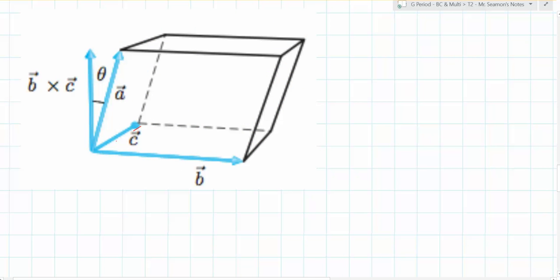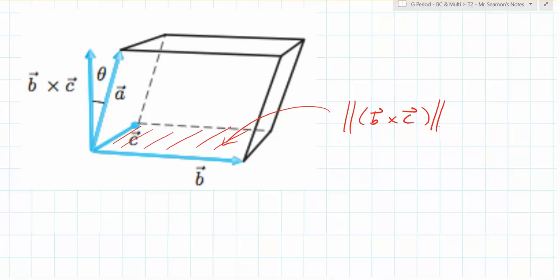We wanted the area of this base right here. What's the area of that base? It's b cross c, right? The magnitude, because crossing gives you a vector, and if you cross, you get a vector that's perpendicular, but that's not what you're interested in at this point. You want the area. So what we have right now is the area of this base. The formula we're going to use for the entire parallelepiped is the base times the height. That's what you need. You need the base and the height.